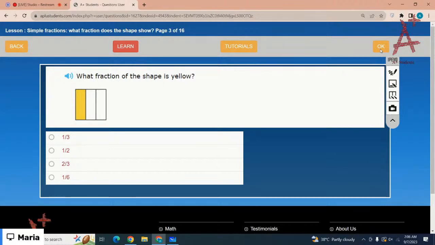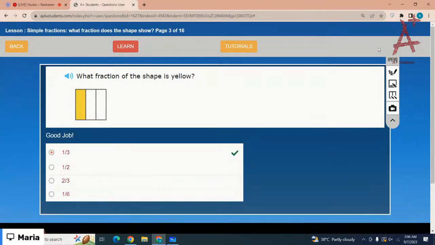What fraction of the shape is yellow? So just look at the shape. The shape has total 3 equal parts, right? And just one of them is yellow. That means 1 out of 3 is yellow, right? 1 out of 3. The total portions are 3. Just one is yellow. So it would be 1 out of 3. Option number 1 is the correct option, right?